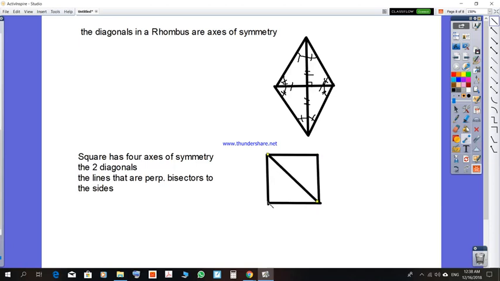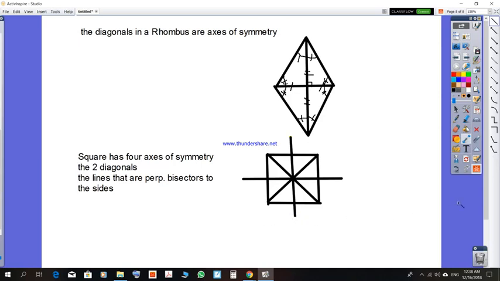Two of them are diagonals. These are the axes of symmetry, and the other two are the lines that are perpendicular bisectors to the sides. These are the axes of symmetry.